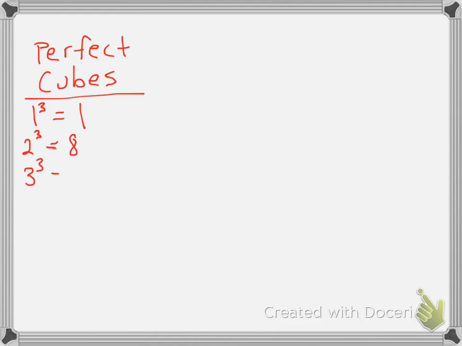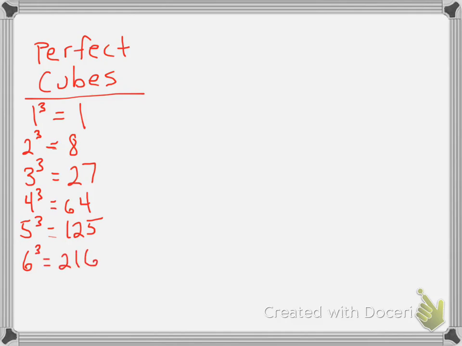3 cubed means 3 times 3 times 3. 4 cubed is 64. 5 cubed is 125. And 6 cubed is 216. This is a good list of perfect cubes that you ought to know. I would write these down somewhere for reference in your notes, okay? Because you'll definitely use those on this homework.